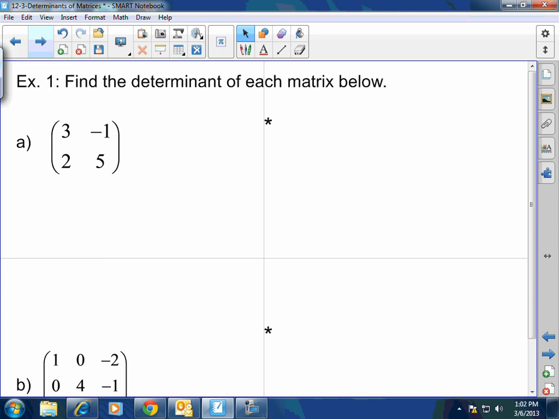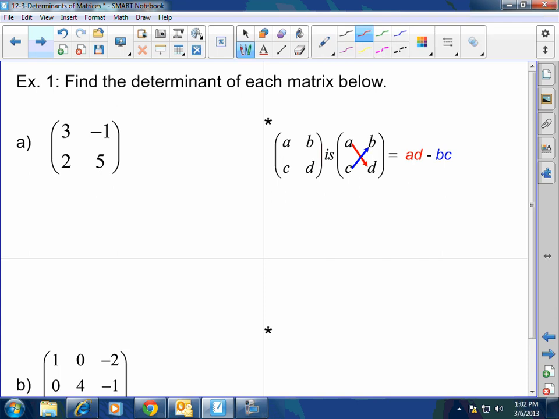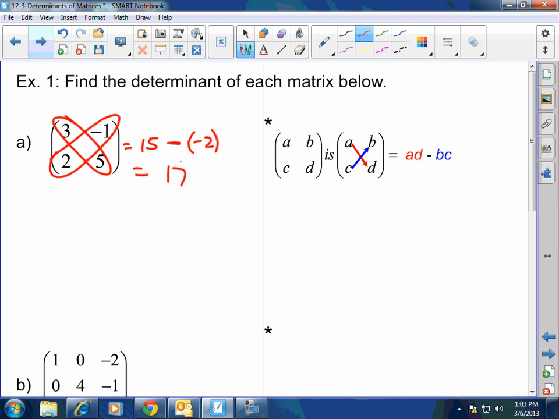I'm nice, and I went ahead and gave you the formula here just in case you forgot. When we're finding a determinant of a 2 by 2, remember, it's the product of these guys minus the product of these guys. So that's going to be minus a negative 2. So that answer's 17. Done. It's literally that easy, if you remember the formulas, gentlemen.